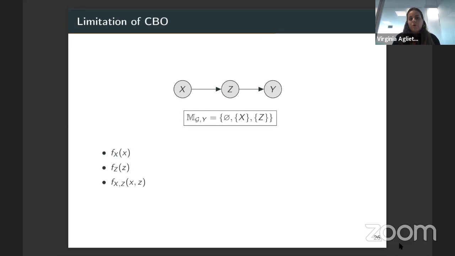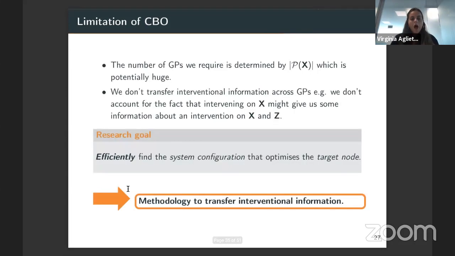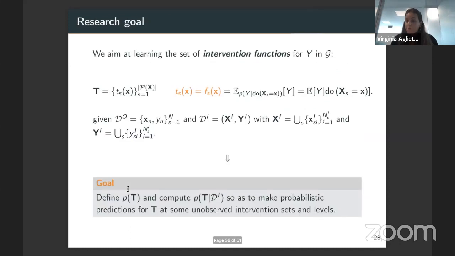So let's go back to our very simple example, our starting point. We have X, Z, and Y. And so these are the three functions that we want to explore. We want to explore intervention on X, we want to explore intervention on Z, and we might also want to explore intervention on X and Z, even though we've seen that we can get rid of that using some properties. And what I was telling you at the beginning is that we want to find this system configuration, but we want to find it in a very efficient way. So we need a methodology that allows us to transfer interventional information. So how are we going to do that? Well, let's first introduce a little bit more notation.